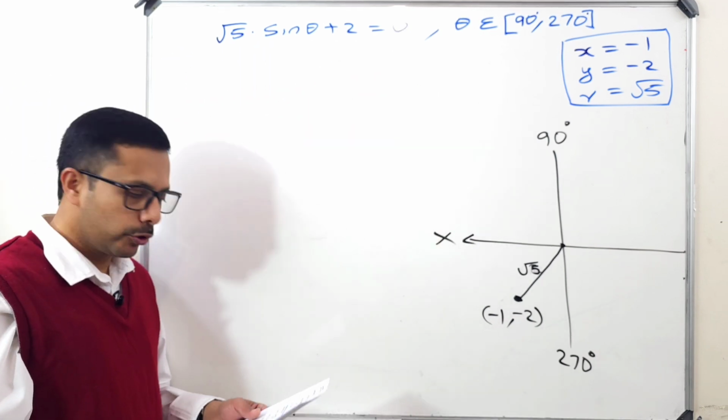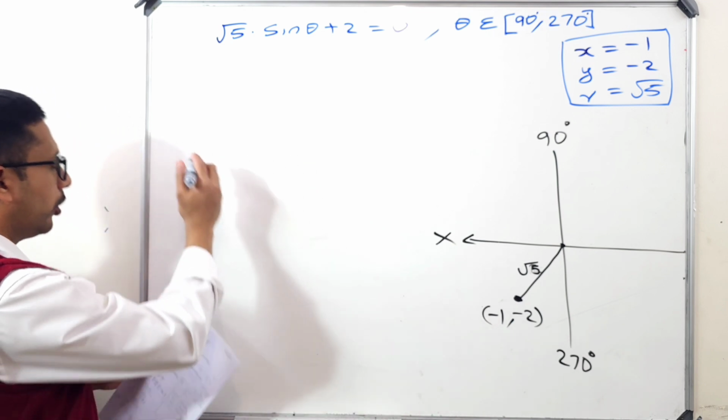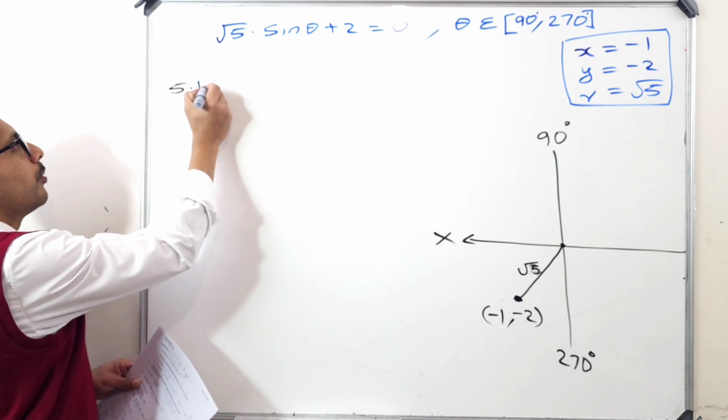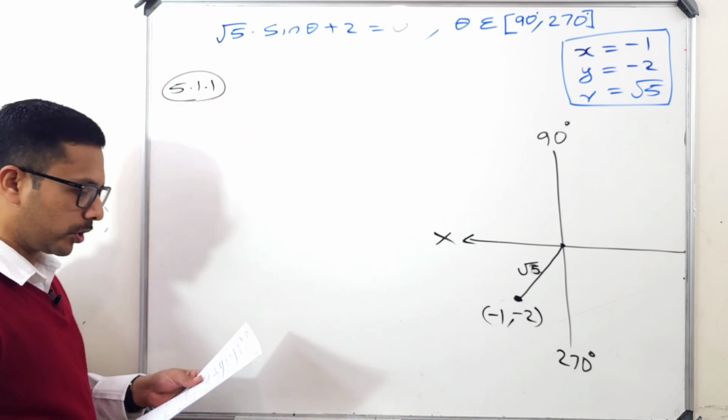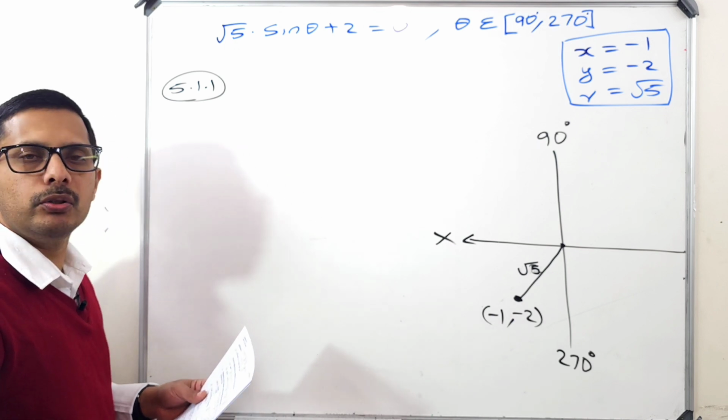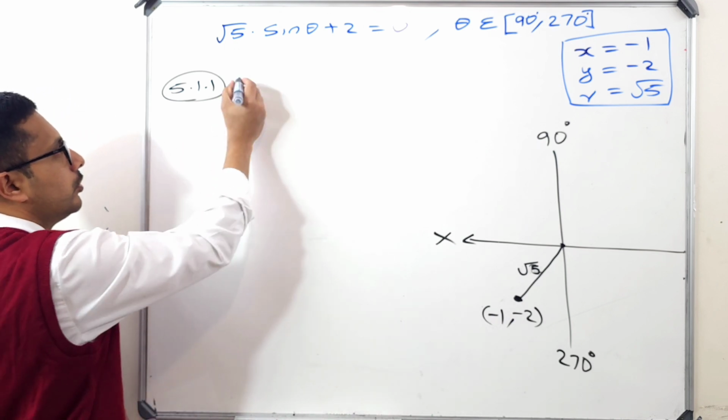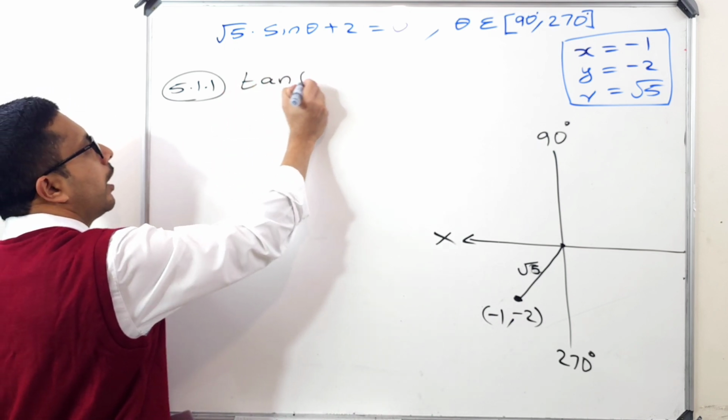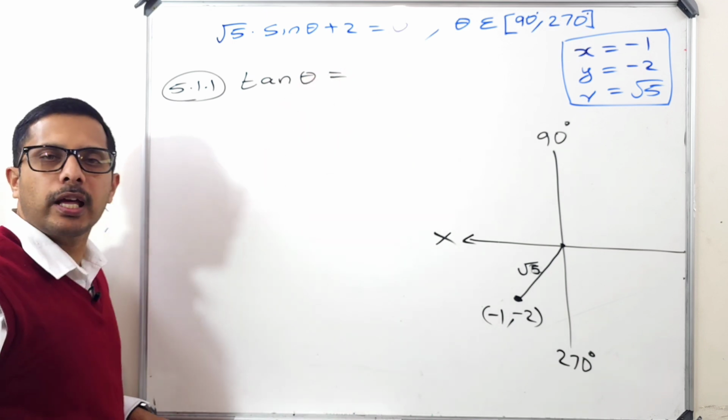Okay. Now let's move to the first question, 5.1.1. That's a simple question. What is that question? Tan theta. You have to find the value of tan theta without using a calculator. So that's a direct simple question.